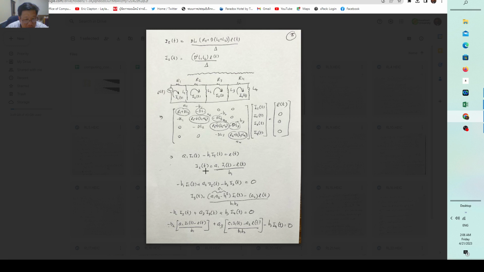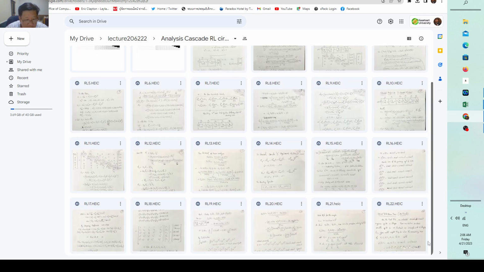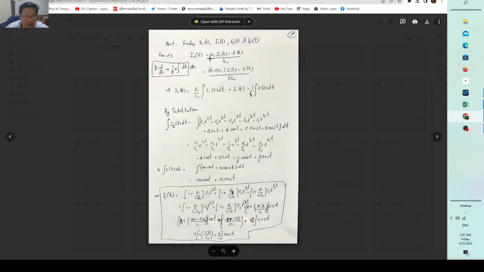There's this one, I sub 2t is equal to a1 I sub 1t minus et, divided by b sub 1, with a sub 1 being r sub 1 plus d times l sub 1, and then b sub 1 is d times l sub 1. So I'm going to use this to help us find I sub 2t. So this is the important one. I think we can recall some of the previous results that we have done here.